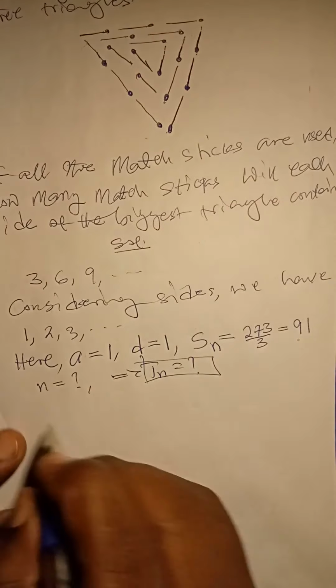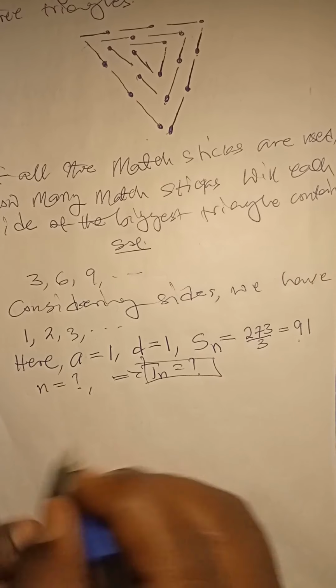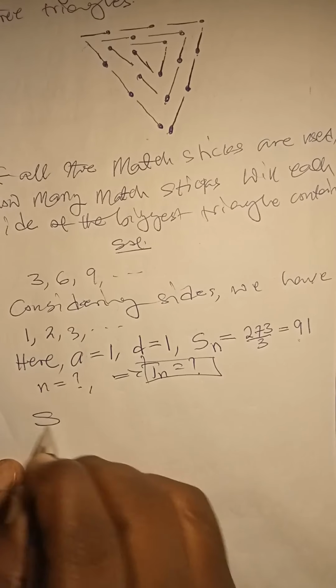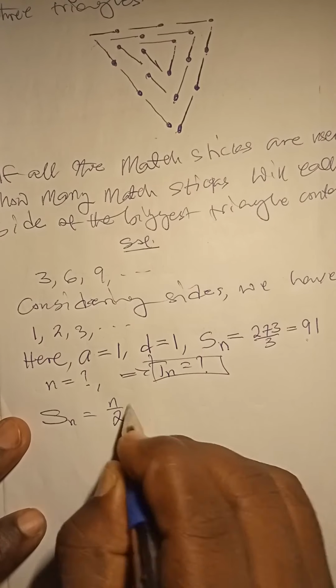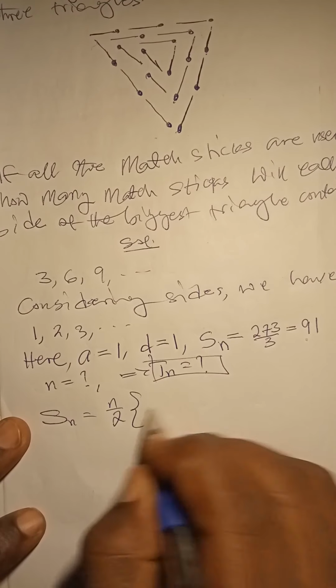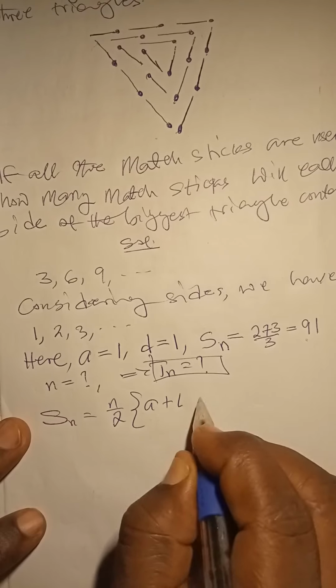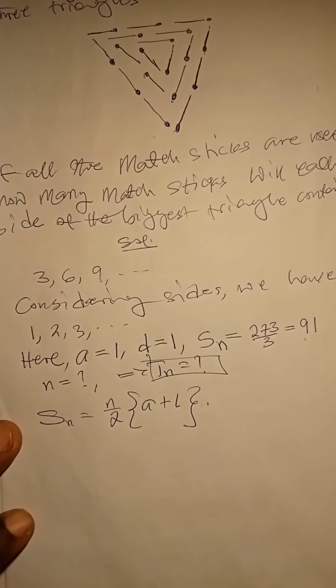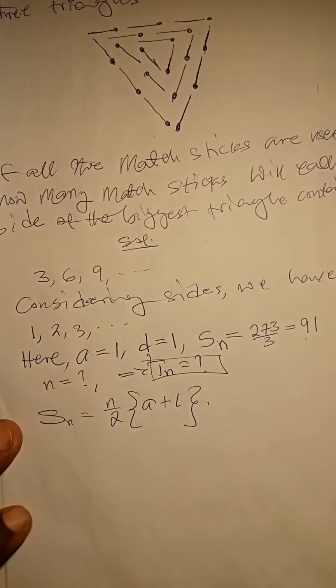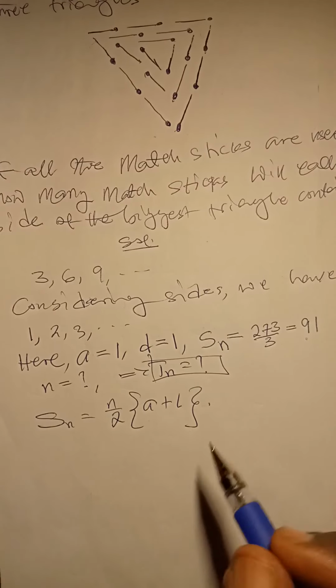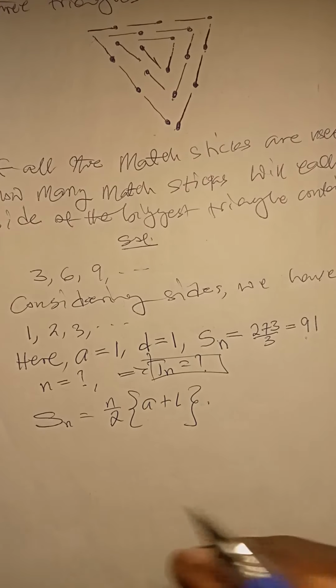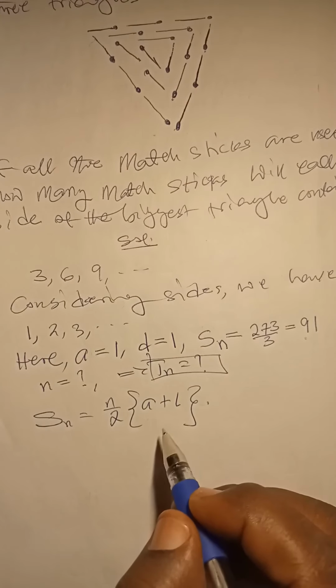Okay, now we have to set this up. We have those 2 formulas. Sn, as I gave you, is equal to n over 2 times (a plus l). Can I use this formula? I cannot use this formula because I do not have the last term. But I can use the other formula.